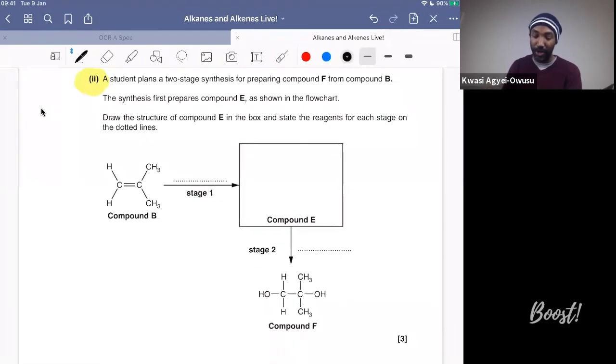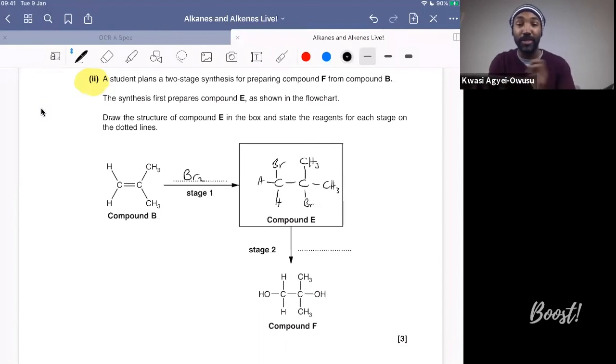Okay, so F is a diol, we've got B, and so what we would need to do is react it with bromine, I'd imagine. So bromine, and what we would end up with is the dibromo compound, Br here, H, and we would have a CH3 here, and we would have a Br, and we've got another CH3 here. Okay, so once you form that dibromo compound, you should then be able to, using a nucleophilic substitution mechanism and aqueous sodium hydroxide, make compound F.